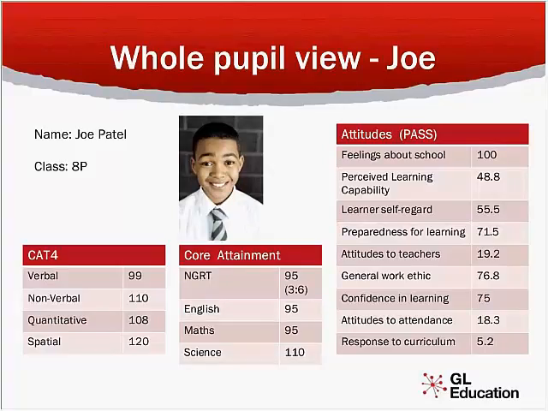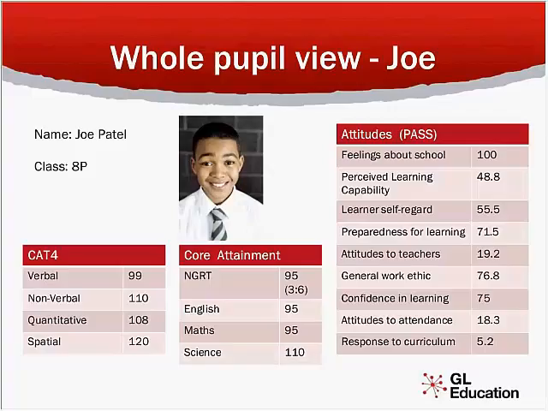So it's important to look here at what's going on. This could be just one lesson where Joe's perhaps displaying a low feeling towards teachers. General work ethic 76.8. So Joe understands why he's at school and the point of being at school and working hard. Confidence in learning, so Joe, 75%. Joe is probably a fairly resilient student. But attitudes to attendance is quite low at 18.3. So Joe doesn't always want to be at school, so this would certainly need to be investigated.